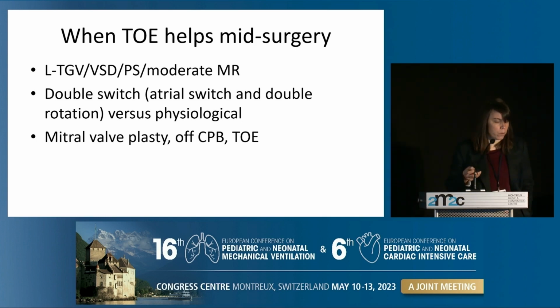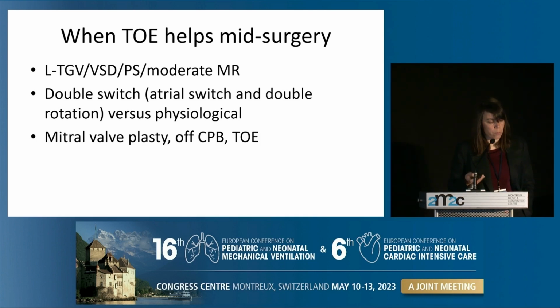We had a patient with congenitally corrected transposition of the great arteries, VSD, PS, and a mild to moderate MR on epicardial echo. The surgeon and the parents really were keen to do a double switch procedure, including a double rotation of the aortic and the pulmonary route. But we thought that the physiological repair would be much better.